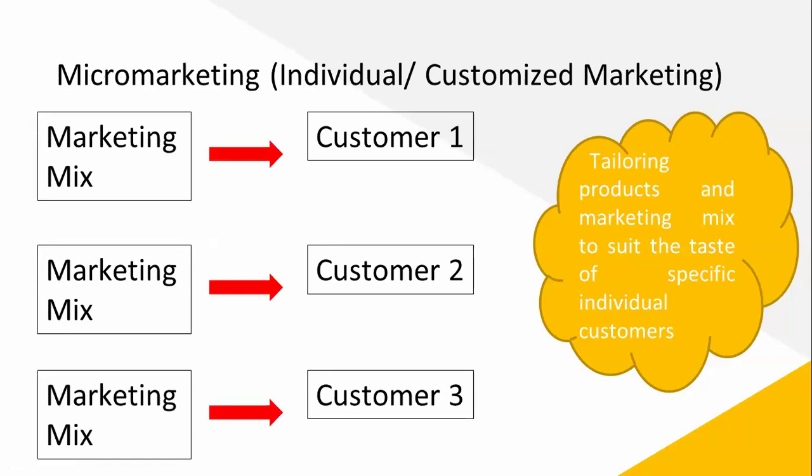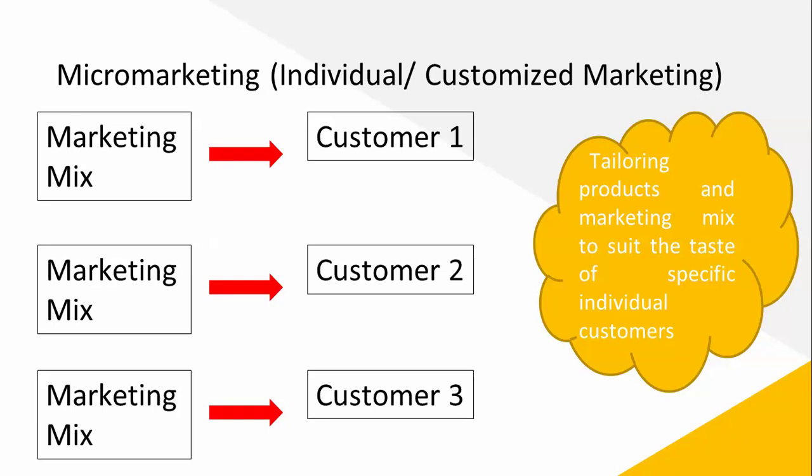And the final one, you can do micro marketing, or what we call individual marketing, right? So we are not targeting a segment of customers. We are targeting each and every customer, an individual customer at a time. And we design all the marketing mix strategies for that individual customer, right? So we say we are tailoring the product and also all the marketing mix to suit the needs, wants and requirements of individual customers.